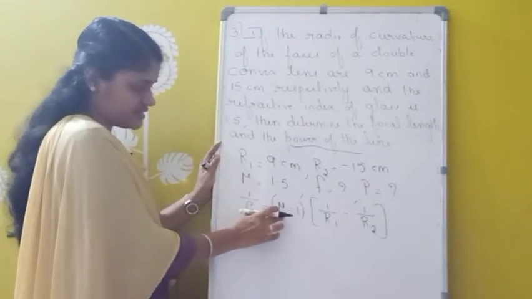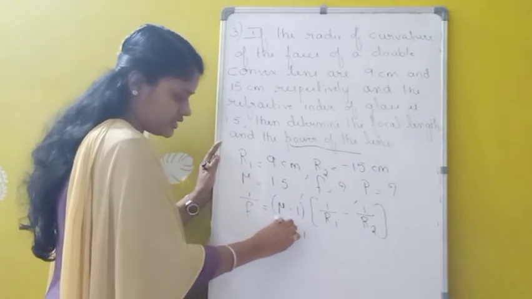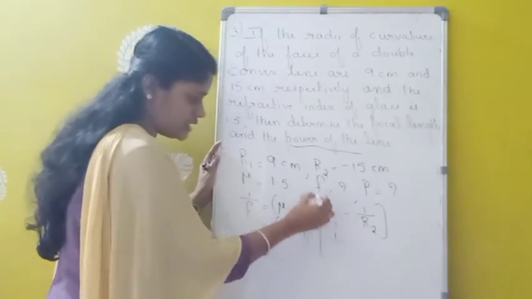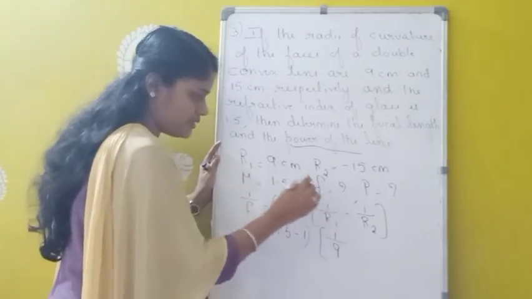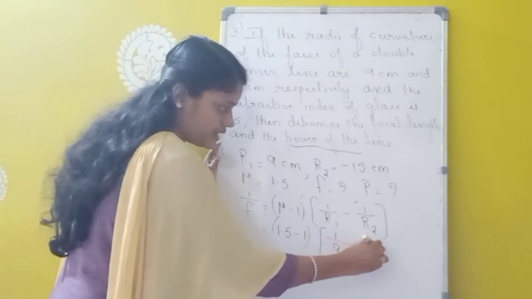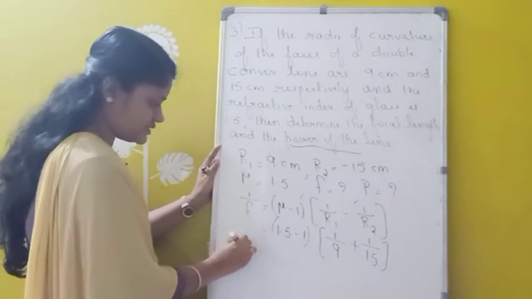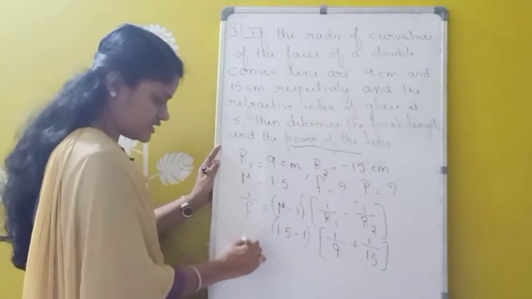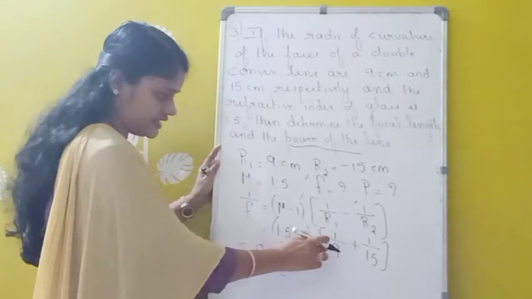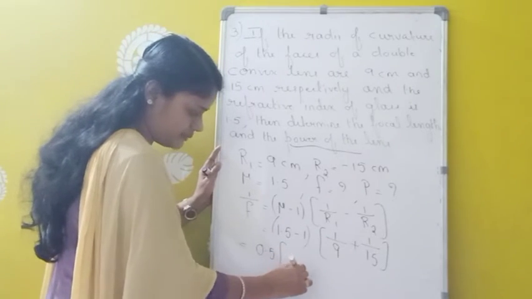Okay, so from this we have the data. What are the data given here? Mu is given as 1.5. So 1.5 minus 1 into 1 by R1, which is 9, so 1 by 9, minus into minus becomes plus, plus 1 by 15. So 1 by 9 plus 1 by 15. That is equivalent to 1.5 minus 1, which is 0.5, into the remaining 9 and 15. Taking the LCM, you will be getting 45.